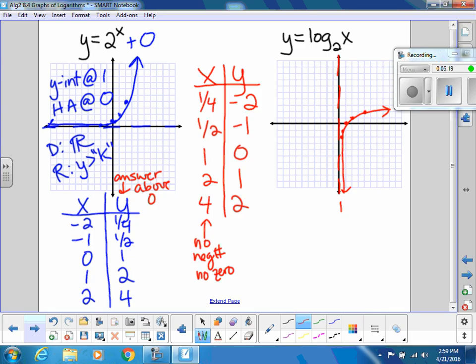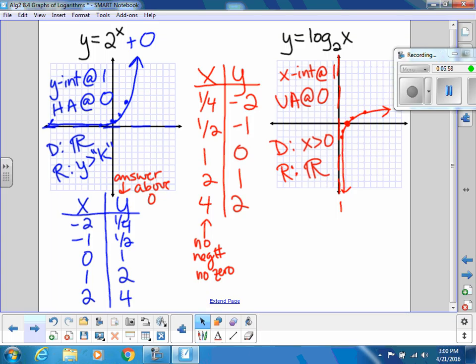Over here, what do you notice? We don't have a y-intercept, we have an x-intercept. Our x-intercept is right there, and that's at 1. Okay, we have a vertical asymptote at 0. Here, our domain, our x values, we said that they're never going to be negative or 0. So our x values are greater than 0. And if you notice here, we're going to talk about this later, that's bigger than our h value. And then our range is going to be all real numbers. All right, so everything is flip-flopped with exponential functions and logarithmic functions.